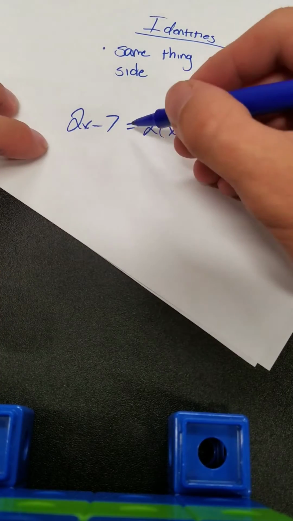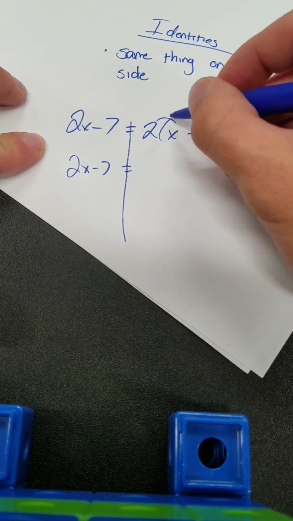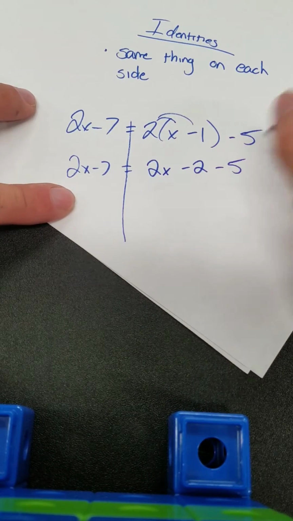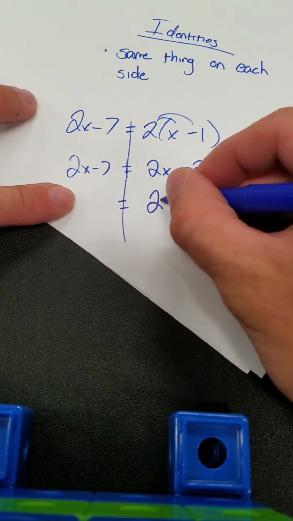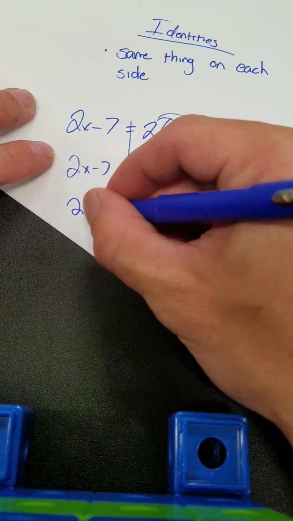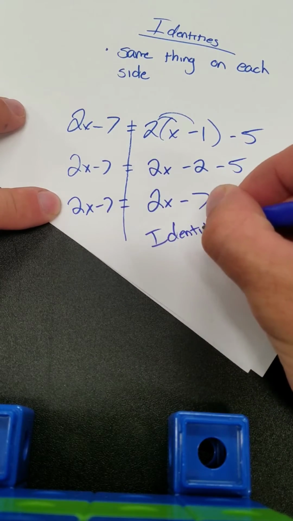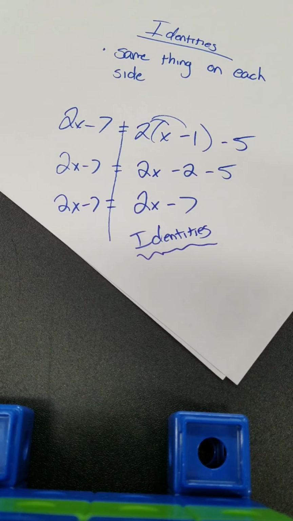So this side, there's not a whole lot I can do with, so I'm just going to leave it alone, 2x minus 7. Over here on the other side, let's distribute our 2. So I get 2x minus 2 and then minus 5. Combine like terms. Negative 2 minus 5 is negative 7. Now they're the same on both sides, so these are identities. That's all that it means to be an identity, is that they're the same exact thing on each side.